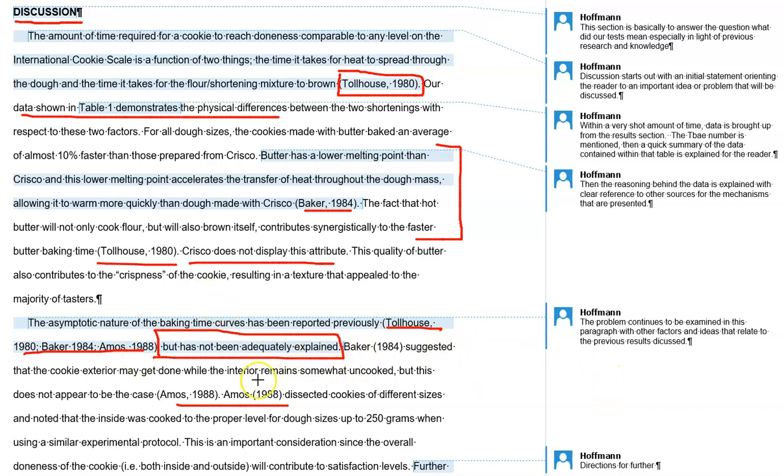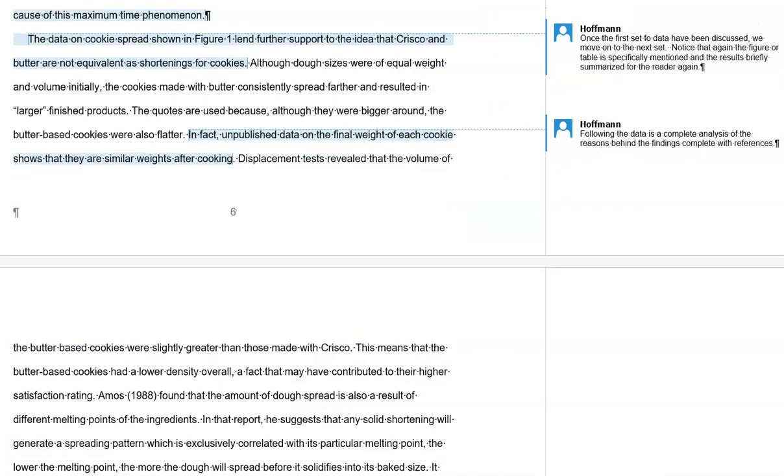So the problem continues to be examined in this section about the different dough sizes and why the cooking times are different, but not a linear function. And so we can see that once we finish talking about the first one, we go on and see later on that we go to figure 1. So again, we're trying to look at every aspect of the results and talk about it in light of the physiology. So you can see that.